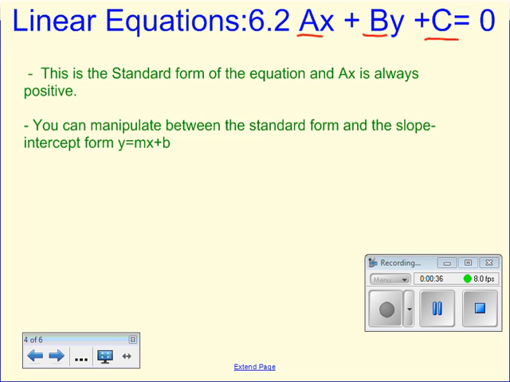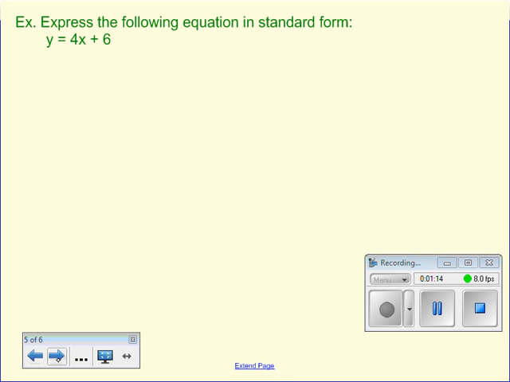Now, ax plus by plus c equals 0 is an equation. It is an algebraic form of a line. And in this standard form, our ax term is always going to be positive. So whenever we solve an equation into this form, we always have to make sure that the ax term will be positive. And we can also manipulate between our standard form, ax plus by plus c equals 0, and our more common slope-intercept form, y equals mx plus b. And all we're trying to do here is be able to algebraically move from one form to the other. So let's take a look at a couple of examples.